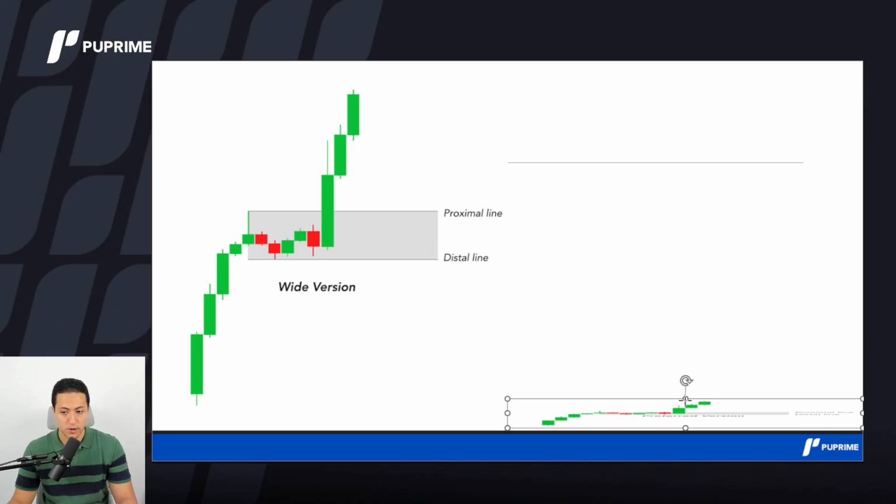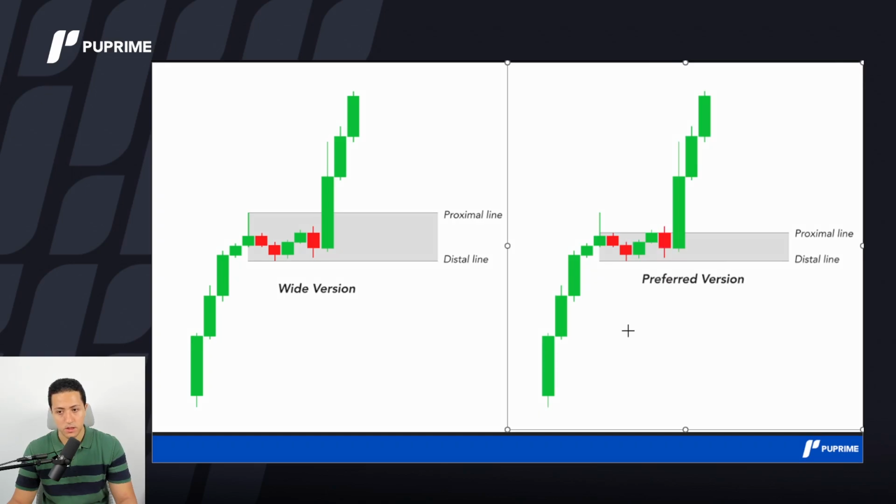Now, we have looked at the wide version. Okay, where is the preferred? Here is the preferred. Nothing. The distal didn't change. It's the same, as I said. Never change your distal. It's exactly the extreme of it. But in the proximal, instead of working with the wicks, like here in the wide, we just worked with the bodies. Where's the highest body in the base candles? Those are the highest bodies roughly. So we work with the proximal. So here, if we're going to draw it from the wide, it's the extreme, but for the preferred, I just work with the bodies instead of the wicks.